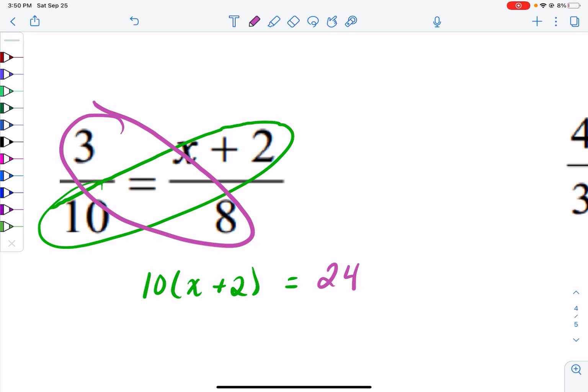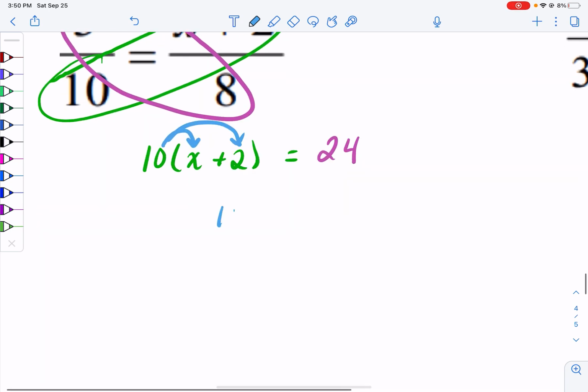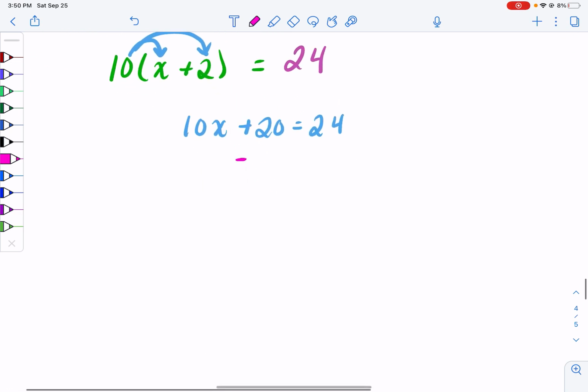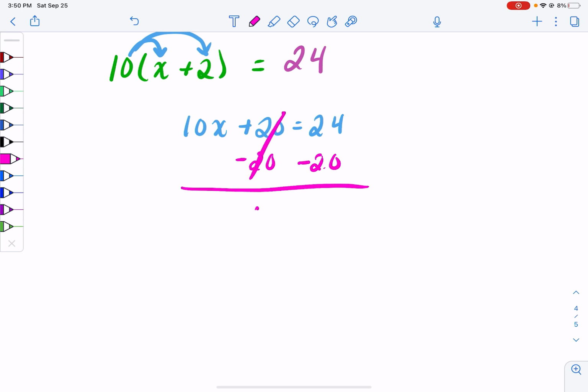So I'm going to distribute that 10 to my x plus 2. 10 times x is 10x. 10 times 2 is plus 20. And that's equal to 24. I'm going to subtract 20 from both sides of my equation. I get 10x is equal to 4. And then how do I get rid of my 10? I'm going to divide by 10. So divide both sides of your equation by 10.